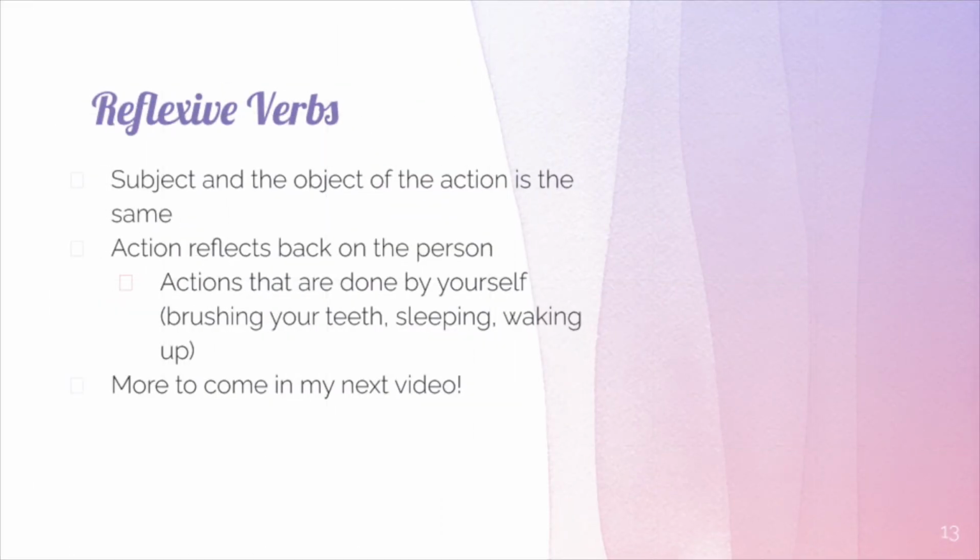Moving on to the second usage of auxiliary être, which is reflexive verbs. So in reflexive verbs, the subject and the object of the action are the same. So essentially, the action reflects back on the person. These can be actions that are done by yourself, for example, brushing your teeth, washing your hair, sleeping, anything like that.